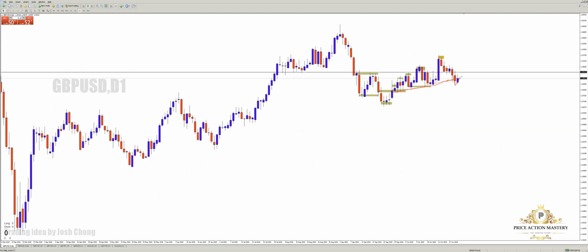So I'm expecting next week the market is going to drop, because there's also news affecting GBP, which is the Brexit news. Yes, so I'm looking for a short opportunity here as well.